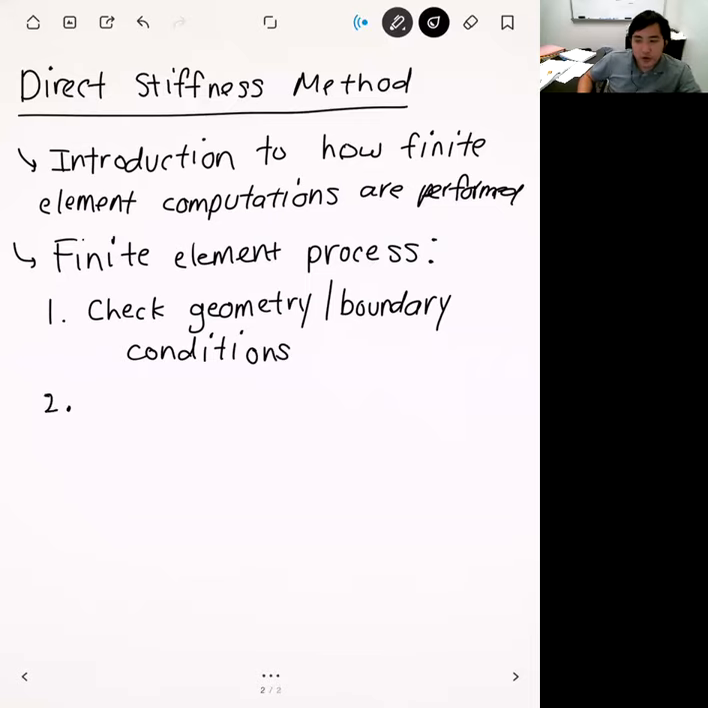In terms of the computations for this class, those will be given to you. When the geometry is given to you, it's already going to be discretized into different elements. Given that information about the elements and knowing the properties of all those elements, the next step is to compute all the element stiffness matrices for each of the elements.